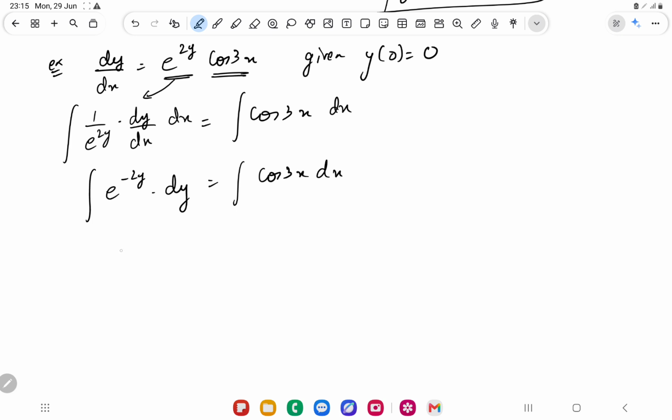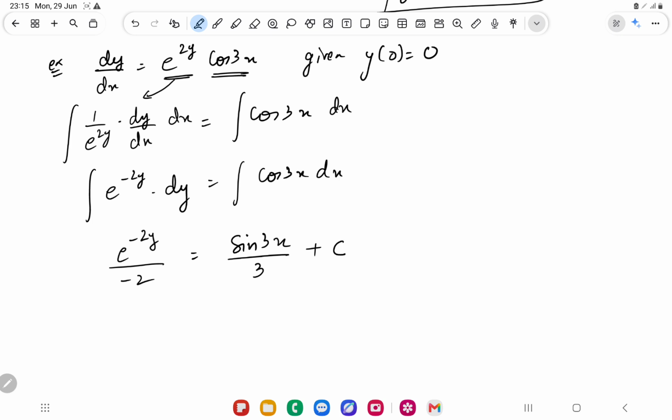Now the integration of e to the power minus 2y is e to the power minus 2y whole divided by minus 2. Cos integration is sine, so cos 3x will be sine 3x upon 3, because we have to take out the derivative of 3x, plus c.